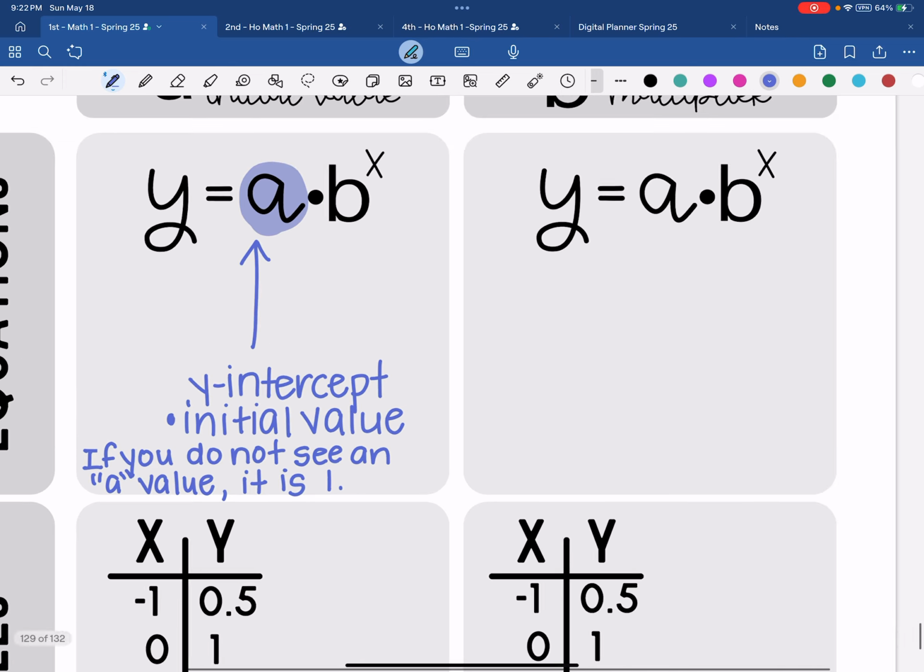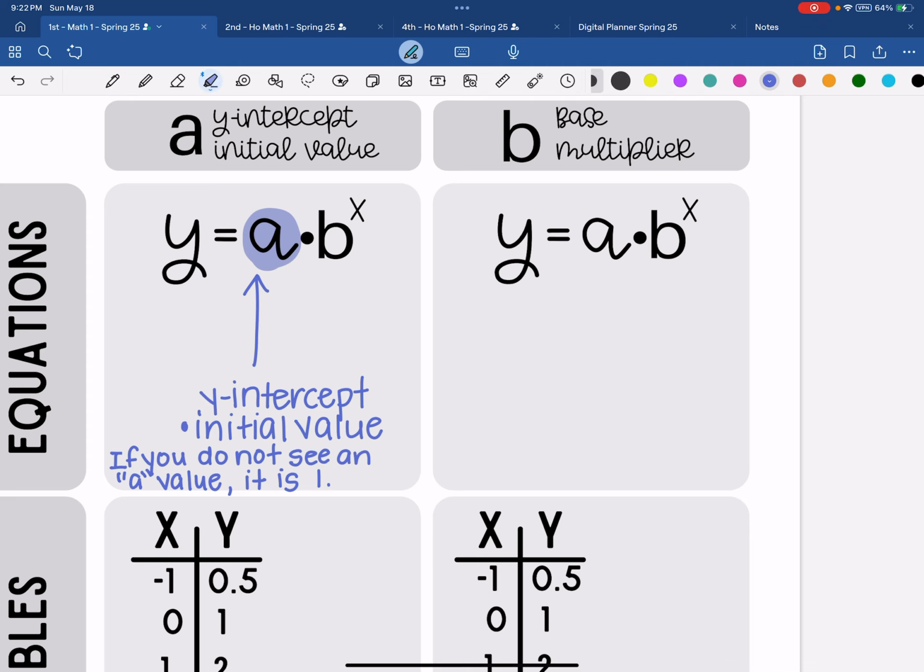Okay? All right, so then we have the base. So we talked about the base being the multiplier. The key to the base is that it is the number that's being multiplied, but it tells me whether it's growth or decay. If my base is growth, then the base is greater than 1. If my base is decay, that means it's going down, so it's going to be less than 1, but still has to be greater than 0. So that's just a simple identification from the equation.